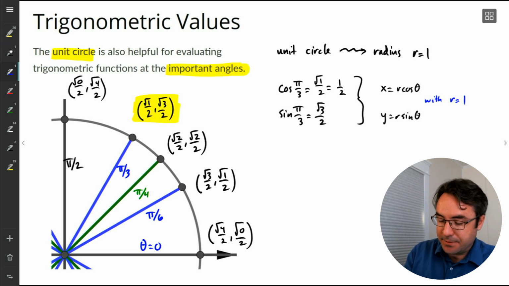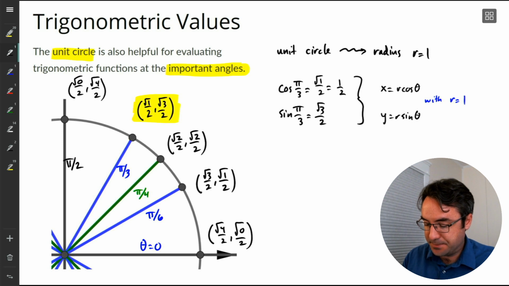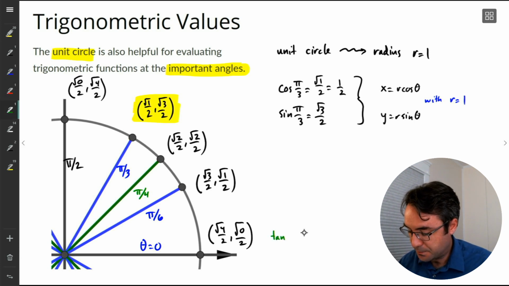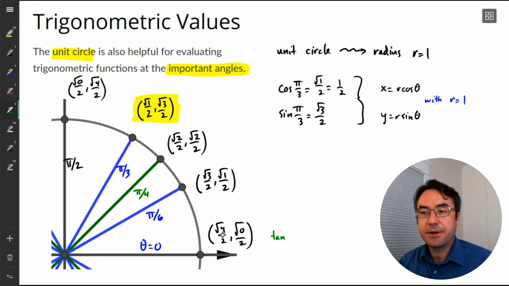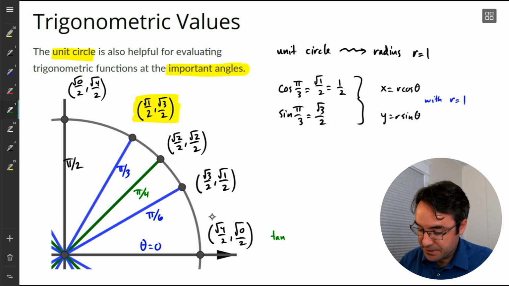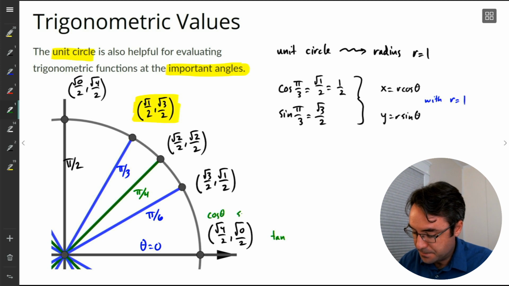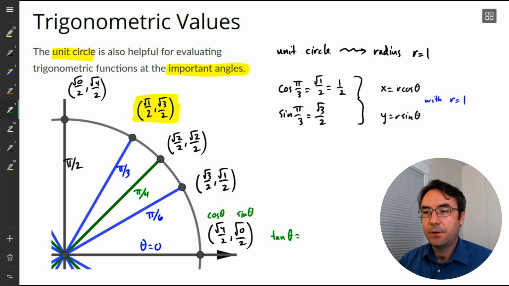Now, what about tangent? It's also going to be helpful to remember tangent. So the first coordinate here is telling us cosine. The second one is telling us sine. What about tangent theta? Well, we can go through and we can calculate. So tangent theta is the y value divided by the x value. So for this first one, the y value is 0. The x value is 1, so we're going to get 0 here.